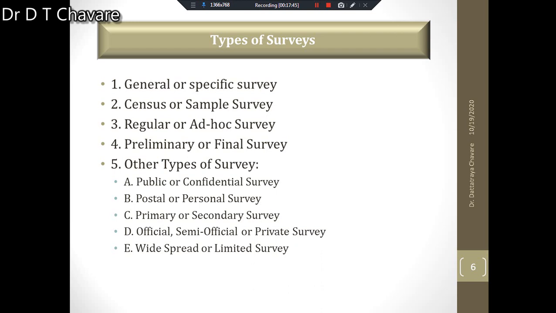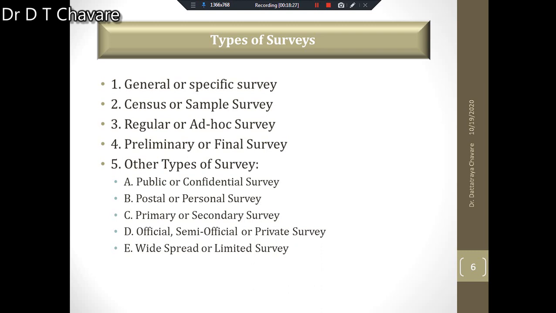A specific survey, on the other hand, is also conducted. The above are types of the general survey, and a specific survey on the other hand is conducted to study some specific aspects of the community, such as hygienic attitudes, child welfare, unemployment, etc. Such surveys are conducted to study specific problems or to test the validity of some theory or hypothesis. It means that this is the first type of survey: general or specific survey.